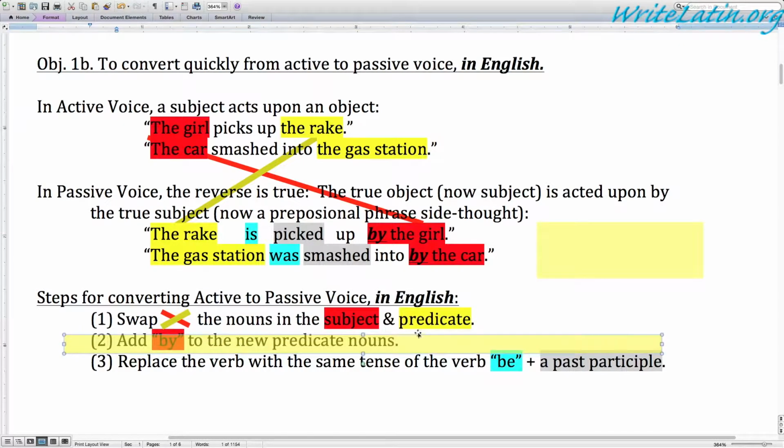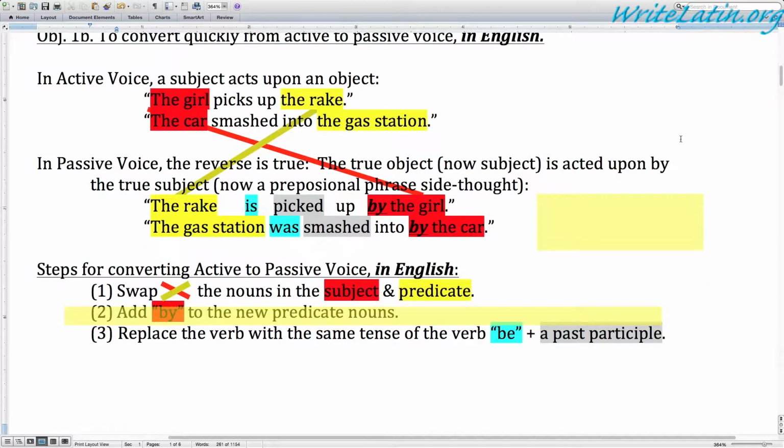Second, add by to the new predicate. So the car was first, it became second, put by in front of it. And then last off, replace the verb. The verb was active before, like picks up, smashed into. Make it passive. And you say, well, Mr. Rudman, how do I make it passive?